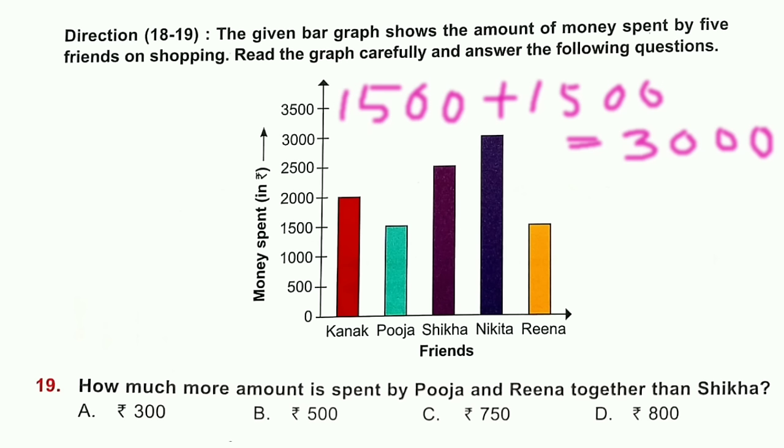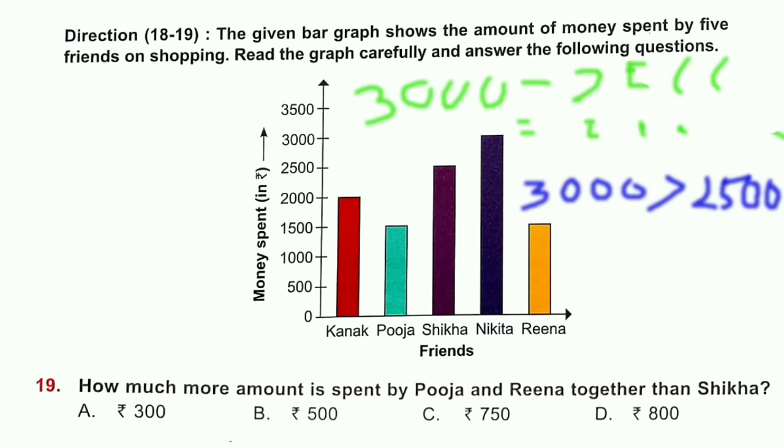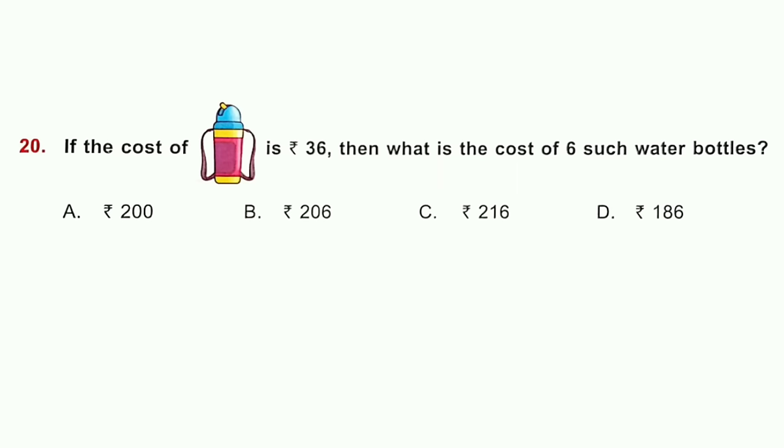Shiksha spent 2500 rupees. Clearly, 3000 is more than 2500 rupees. So both Pooja and Reena spend more amount than Shiksha. 3000 rupees minus 2500 rupees equal to 500 rupees. Option B is correct.